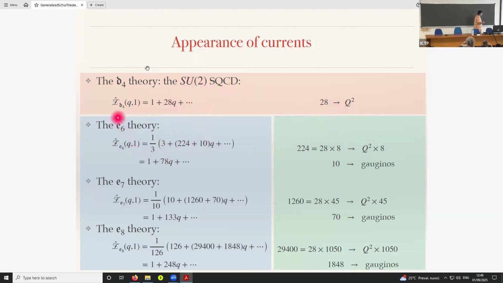Then you can go to this E6 theory and ask yourself where the 78 comes from. In fact, this I that I wrote here has a hat. This hat means that we normalize the index by the constant term. If you just compute the generalized Schur index, it will not start with 1 because the integrals are not done with Schur measure. So we normalize by this constant term in the index. So you can compute where this 78 comes from.